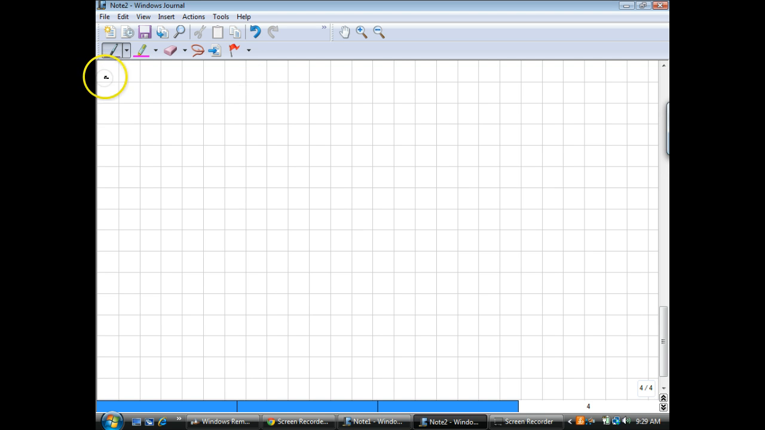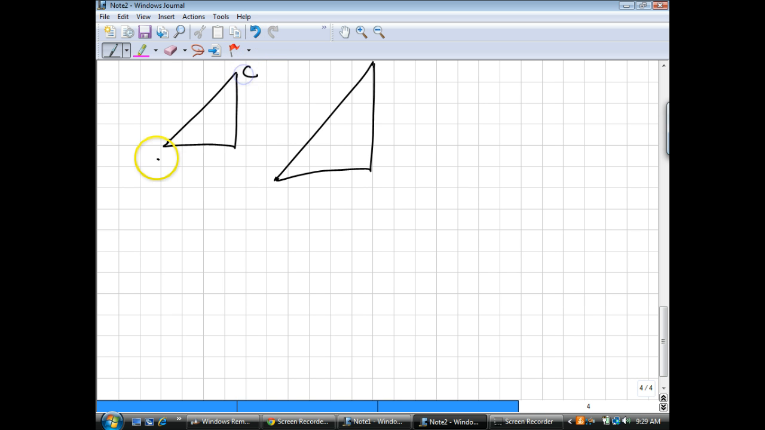So let's look at this picture. So this is C, this is A, this is B, this is D, F and E, and this is a right angle, and I know this is 7, this is 6, this is 14, and this is 12. Okay, so I'm going to set up my ratios of small to large.